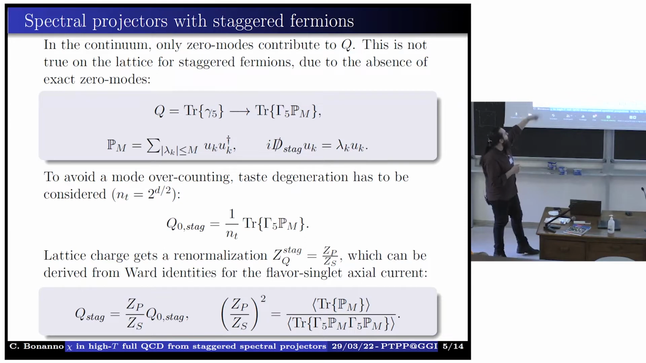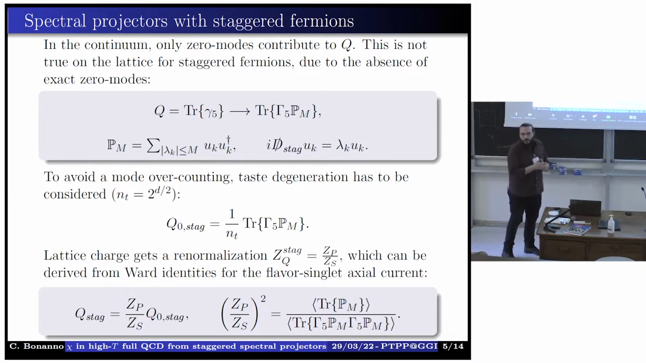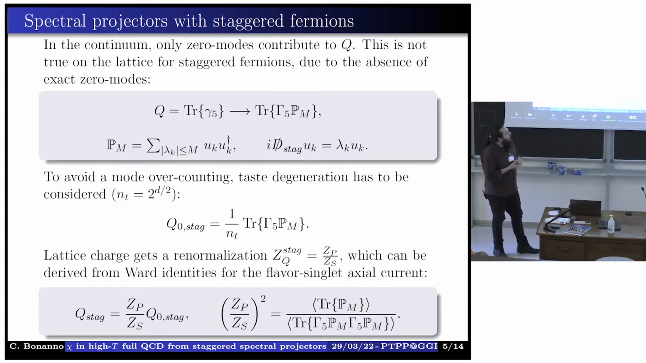So in order to compute the projectors, we essentially diagonalize the staggered operator, or better, i times the slash, which is Hermitian, so the eigenvalues are real. We compute eigenvectors, and then we build our projectors multiplying the eigenvectors. But that's not the end of the story, because we also have to keep into account the mode degeneration related to taste degeneration. So we have to divide by the number of tastes.